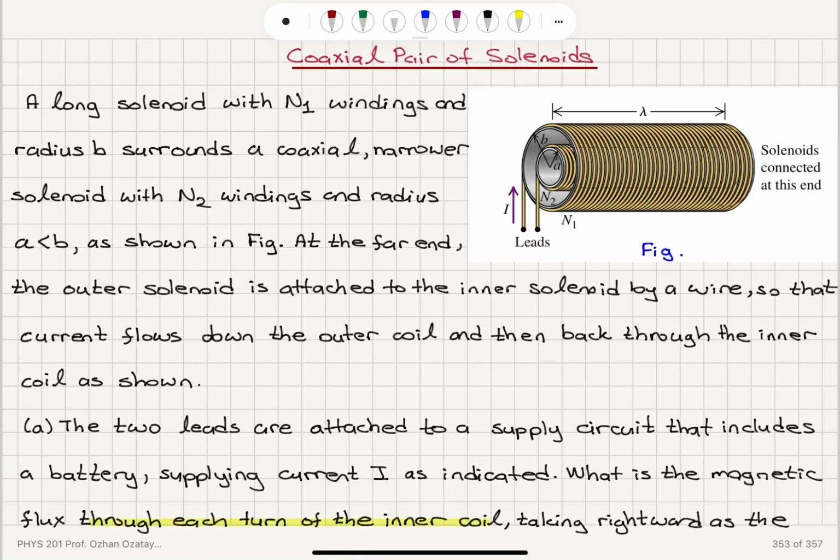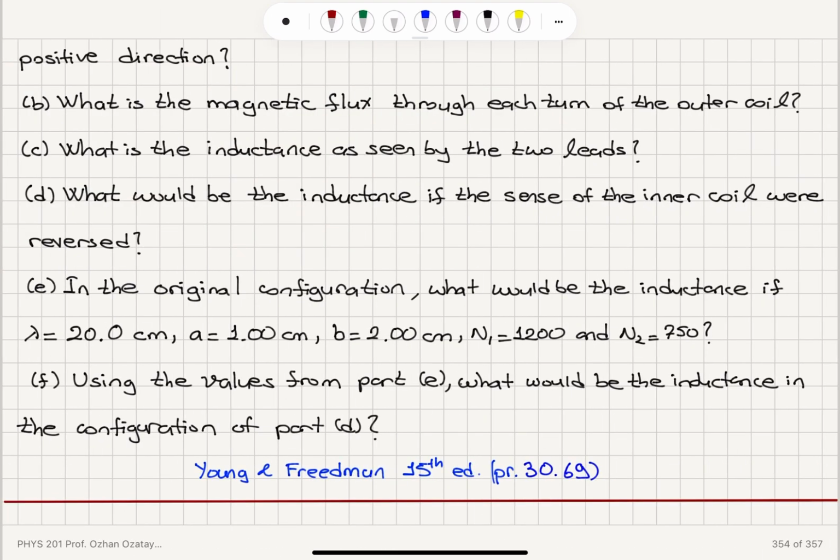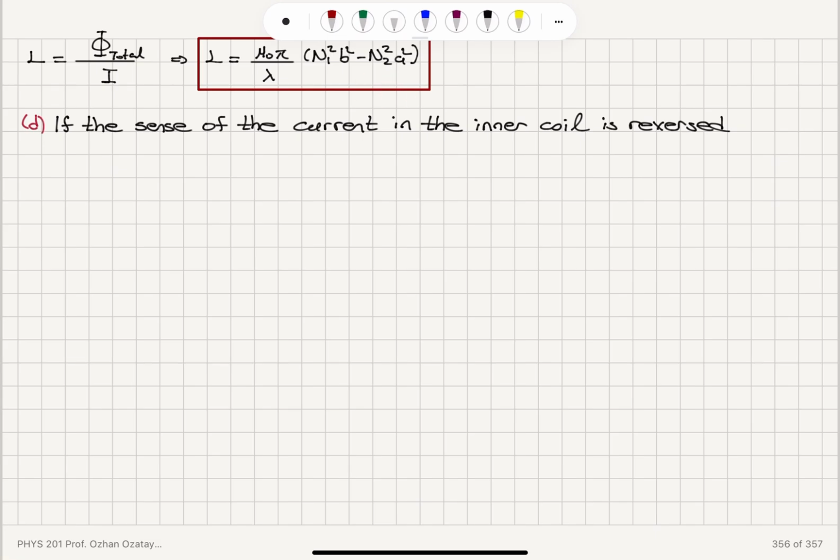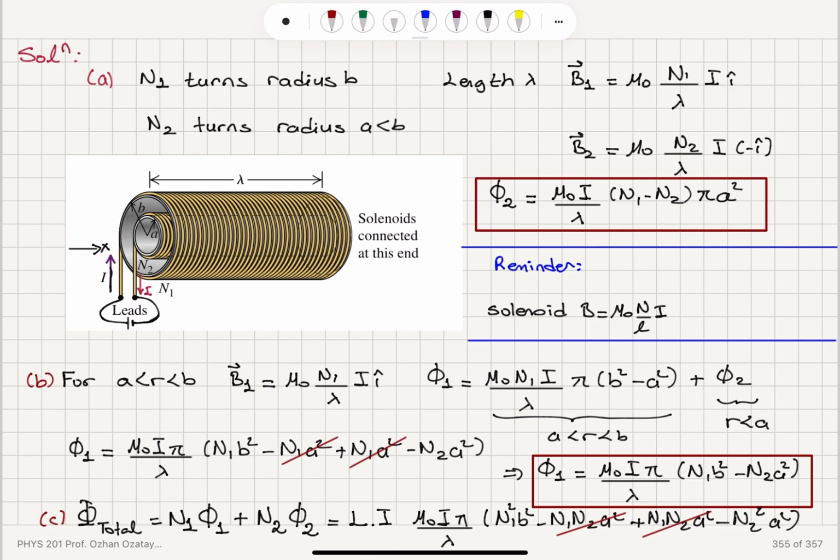Continuing our discussion of the coaxial pair of solenoids, in part A we have calculated the flux through each coil of the inner solenoid, and then in part B the outer solenoid, and we found the total inductance from the total flux divided by the current, which is basically two inductors connected in series. So we have to add the inductances of these two.